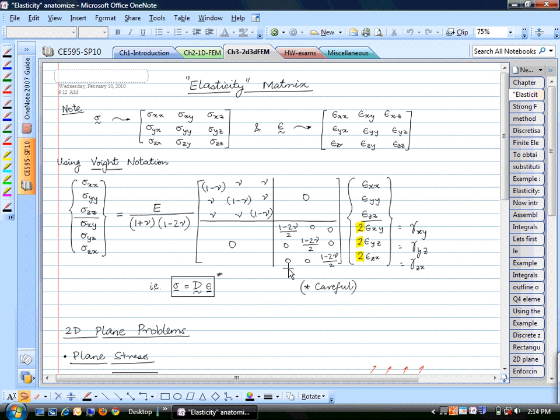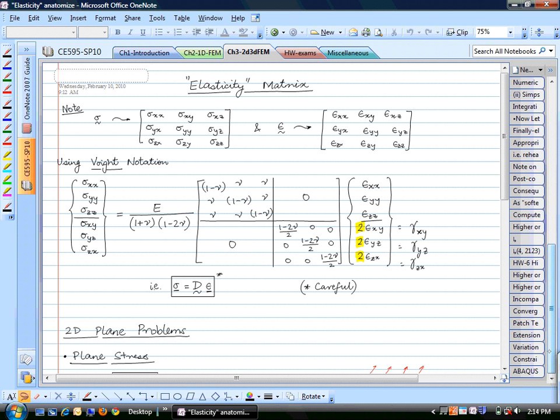This is the elasticity matrix for the 3-dimensional problem. It has a 1 minus 2 nu sitting in the denominator. You plug in nu equal to 0.5, and this goes to infinity. So you cannot solve perfectly incompressible problems using the procedures that we have talked about.